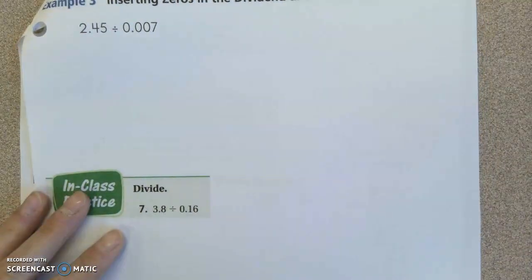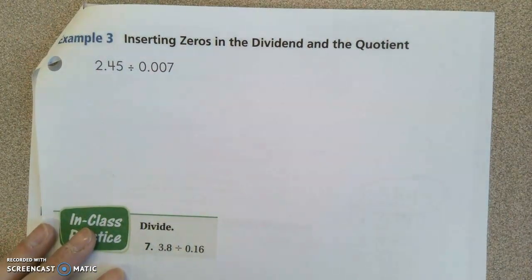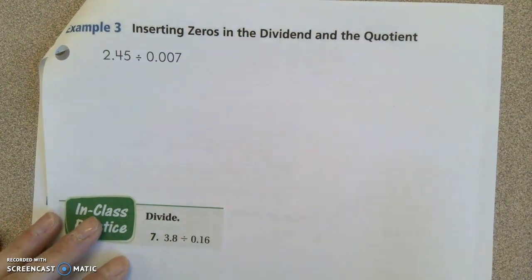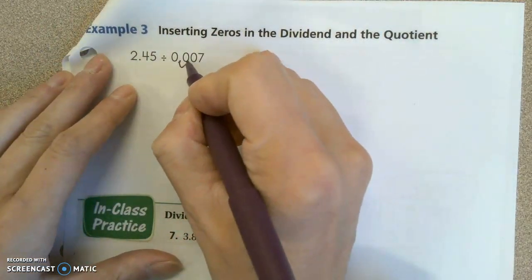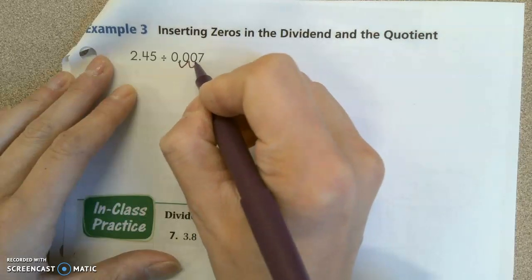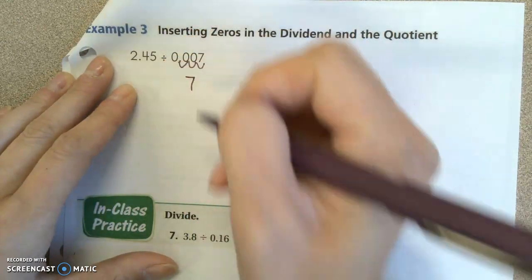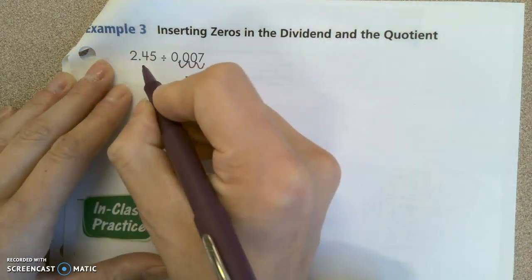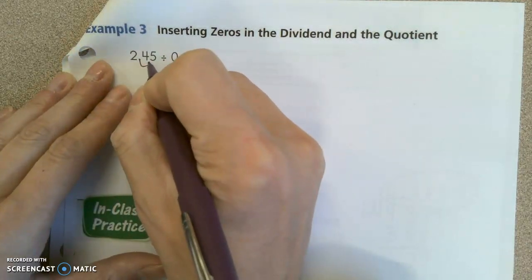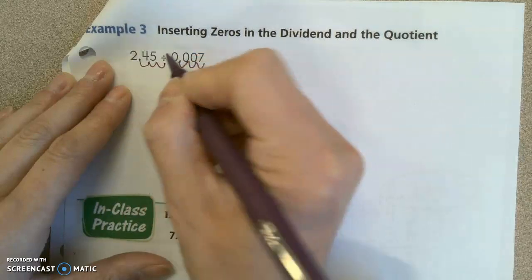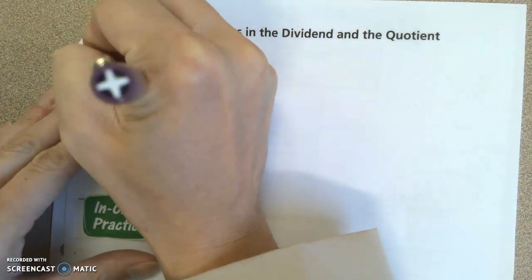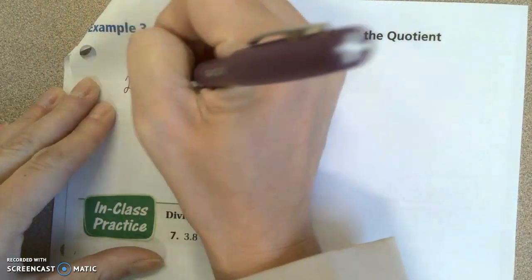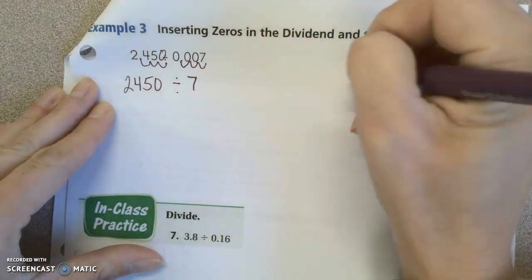All right, flip this over, and there is just one more scenario we're going to take a look at. So here I have 2 and 45 hundredths divided by 7 thousandths. We need to make this a whole number, so we're moving that decimal point once, twice, 3 times, so that it's now 7. So over here I have to move once, twice, and I'm going to move it a 3rd time, which means we need to throw a 0 in there. So now it's 2,450 divided by 7.